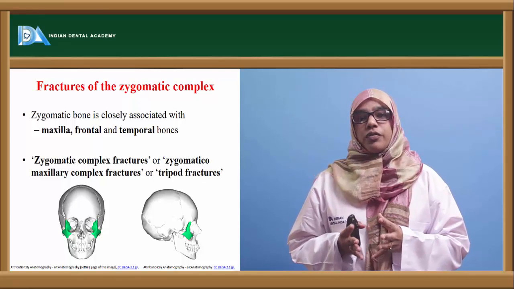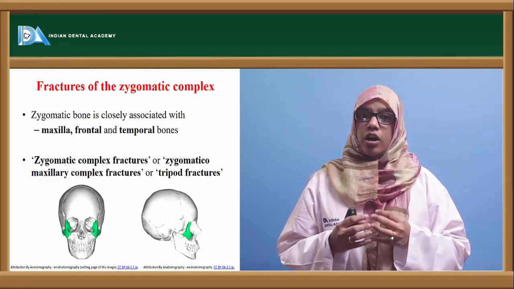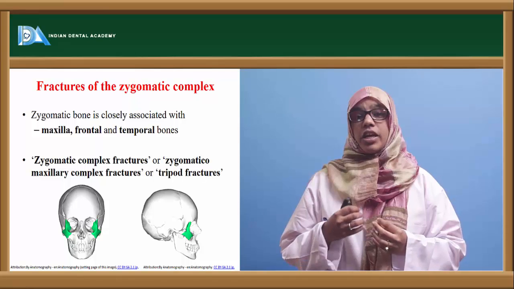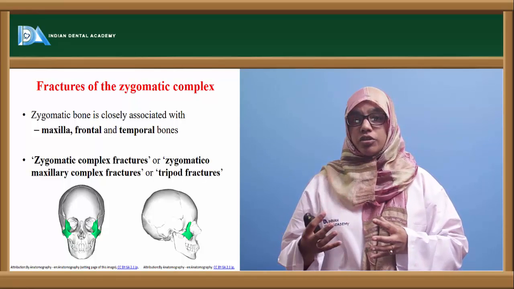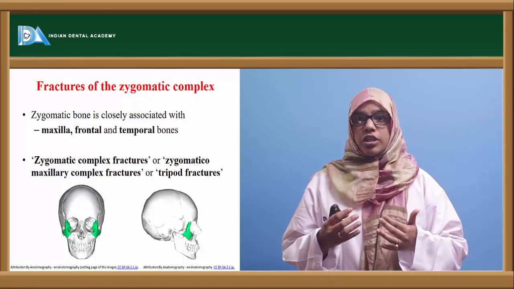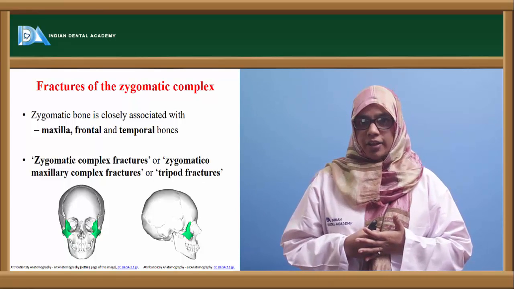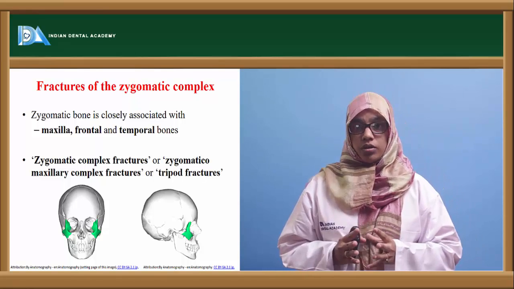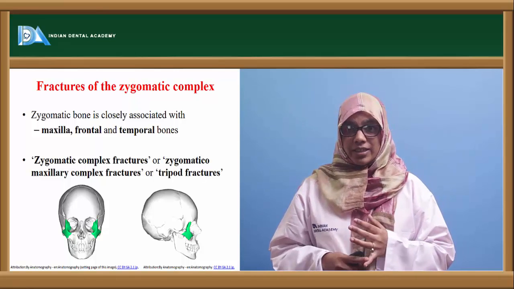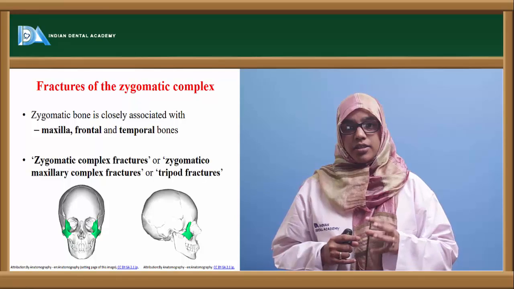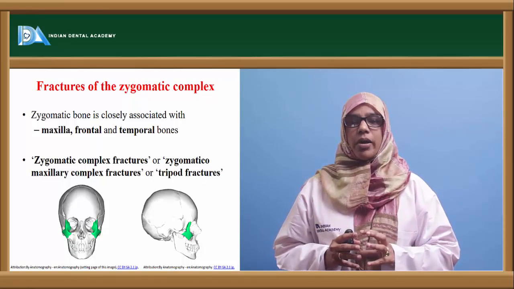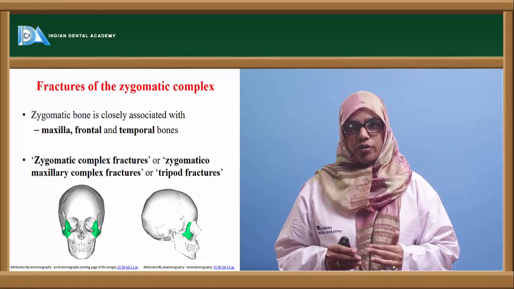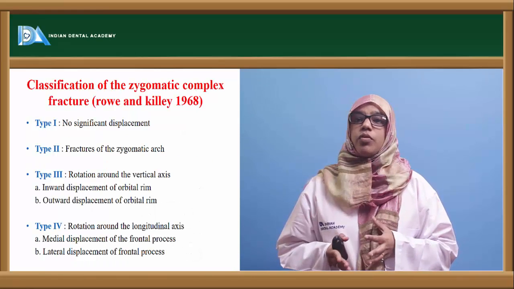Now, let's move on to the fracture of the zygomatic complex. After the chin, the cheek is the most prominent part of the face. When any kind of trauma, injury or assault is done on the face, the cheek is the most prominent part that gets hit. Maxilla fracture and zygomatic fracture do not take place alone. Because the zygoma is attached to the maxilla, frontal and temporal bone, there will be a complex that is fractured, that is zygomaticomaxillary complex fracture, or tripod fracture. Now let's move on to its classification.